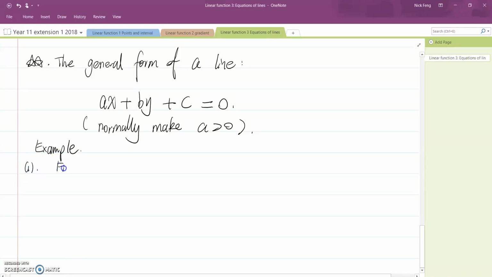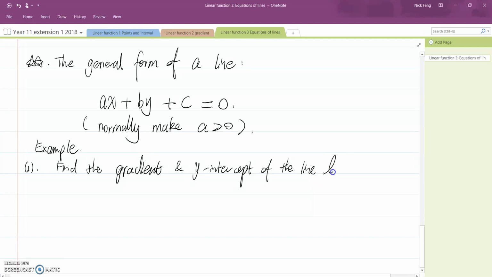Okay, let's find the gradient and y-intercept of the line L, which is defined as 2x minus 3y plus 12 equals 0. Okay, now we'll come back later.